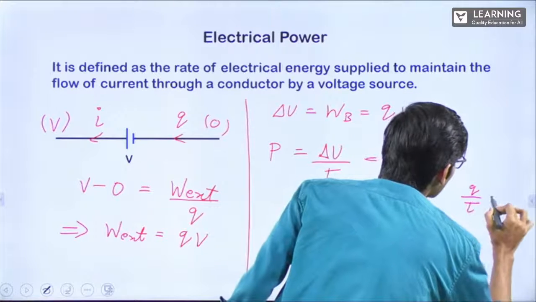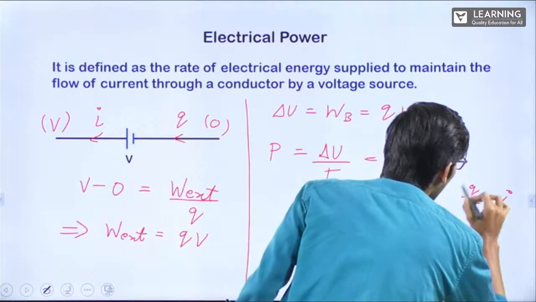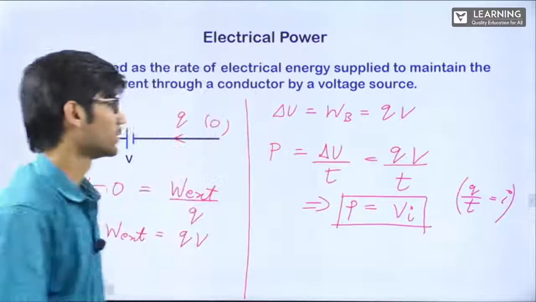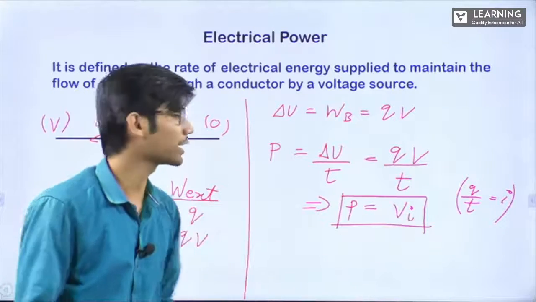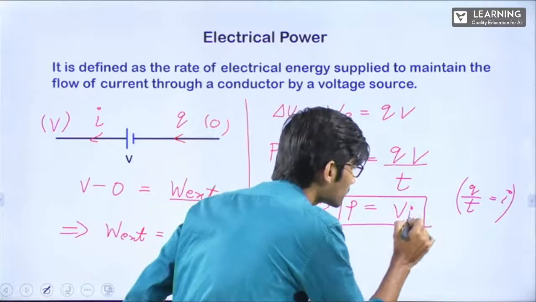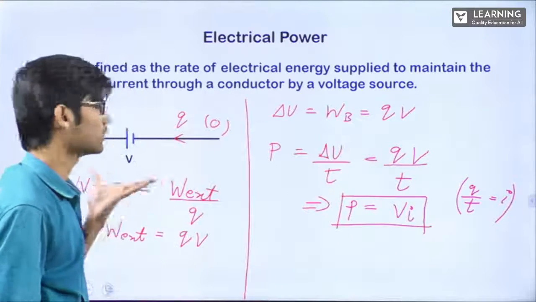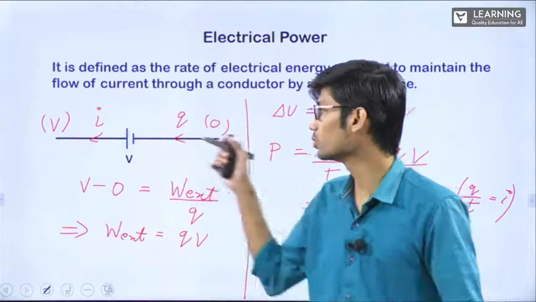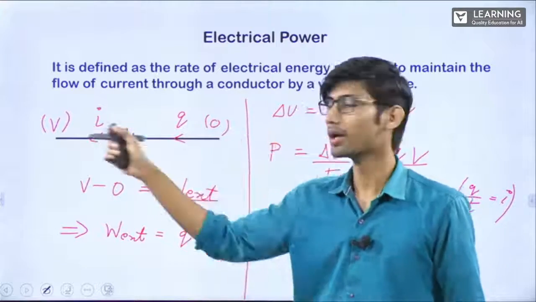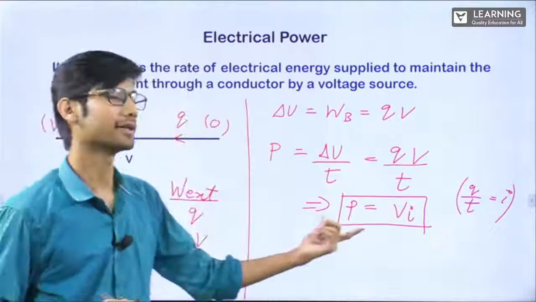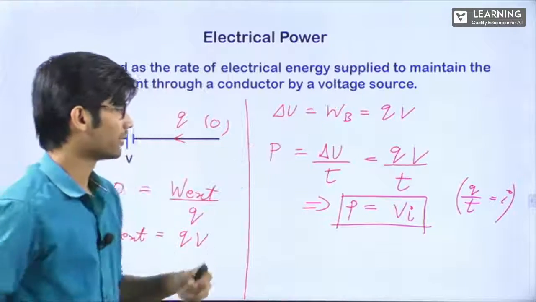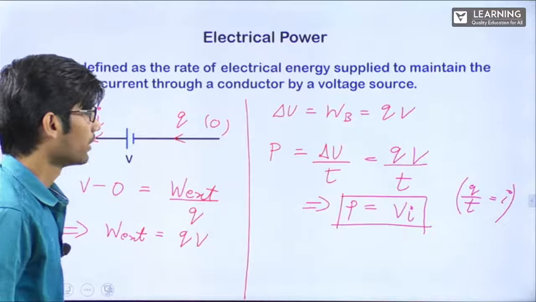Q by T is equal to I. Alright. So power is potential difference into the current. How much ever current is flowing through this wire, and how much ever potential difference the battery is providing, the product of that is power. Very easy, note it down.